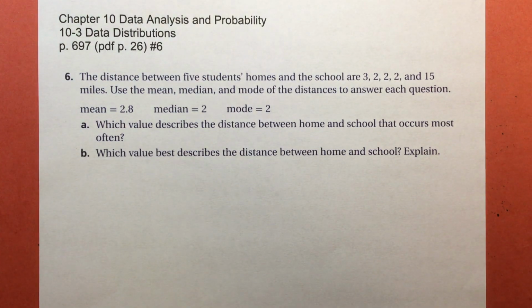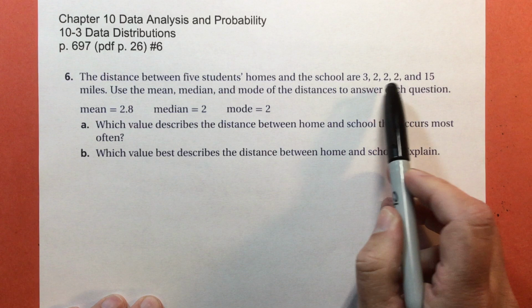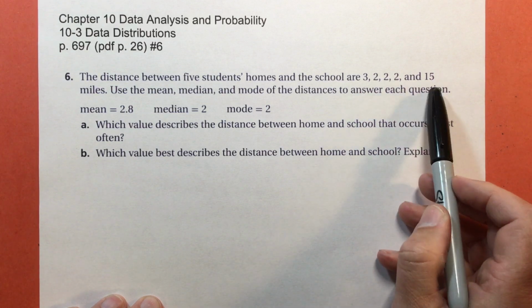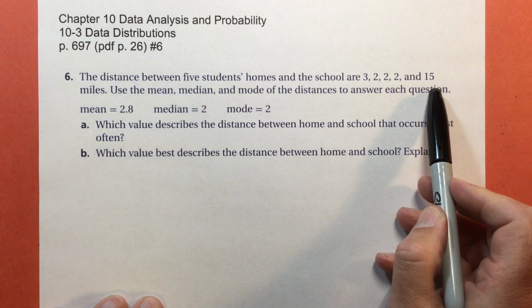So, 5 students measured the distance from their home and the school. All right? And they rounded off to the nearest mile. So one student lives 3 miles away, 3 students each live 2 miles away, and another student lives 15 miles away. He, she, or they have quite the commute.